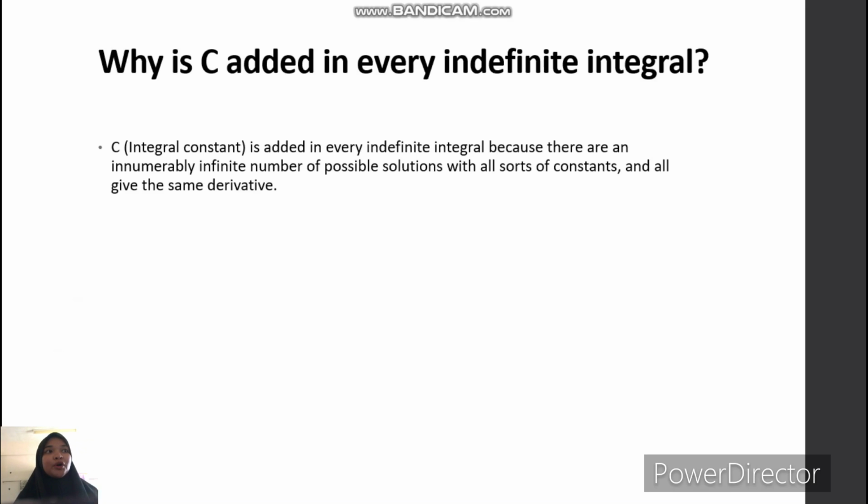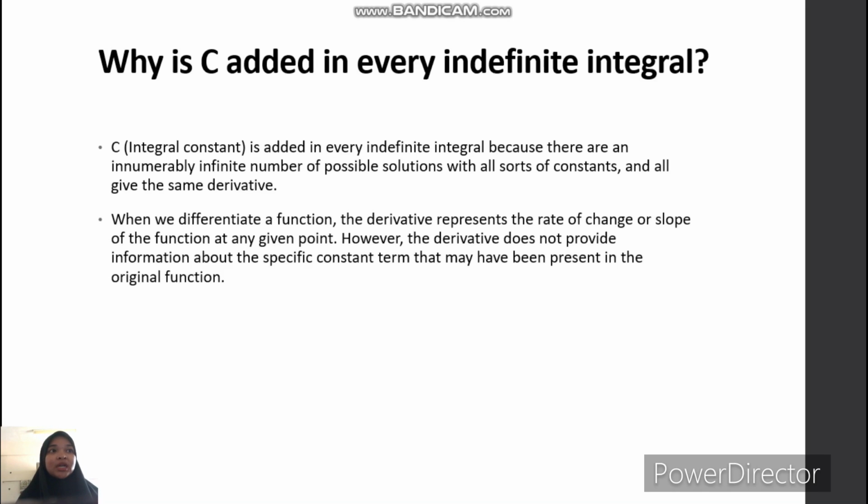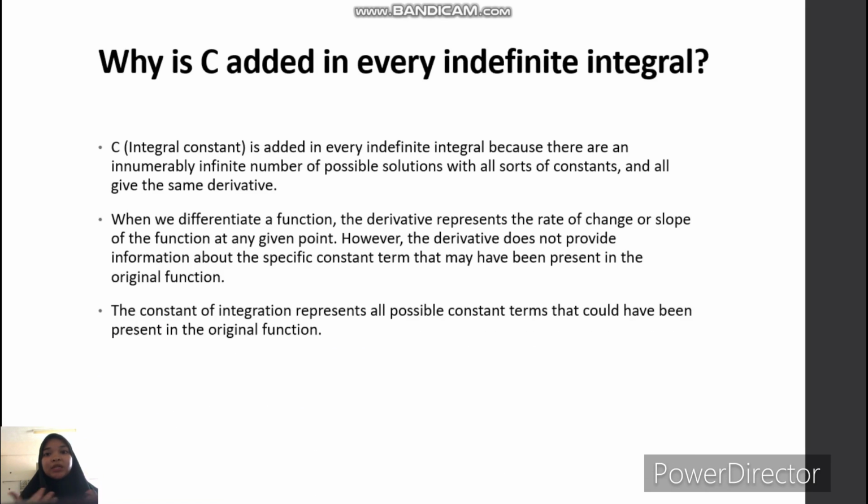The second point is, when we differentiate a function, it represents the rate of change. So when we differentiate a function, C will represent the rate of change for the expression and for the solution. For point number 3, C, the constant of integration, represents all possible constant terms that could have been present in the original function. So C is also the constant term that we can find in the original function.